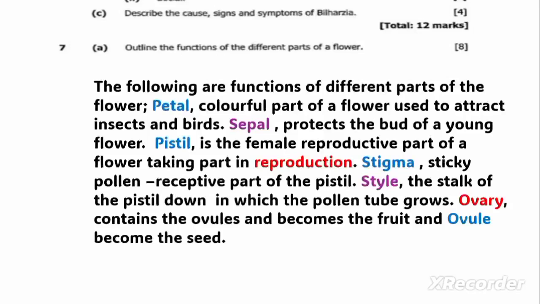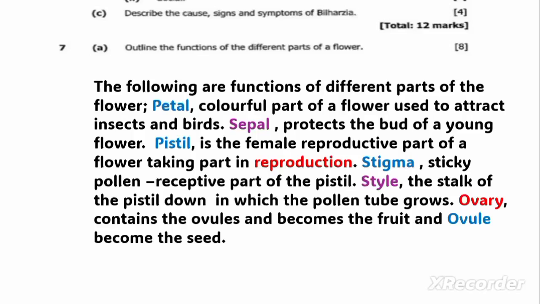Petal, the colorful part of the flower, is used to attract insects and birds. So the petal helps to attract insects and birds. These insects play a pivotal role in the process of pollination. Sepal protects the bud of the young flower. Pistil is the female reproductive part of the flower, taking part in the production. Stigma is the pollen receptive part of the pistil. So stigma is the one that receives pollen.